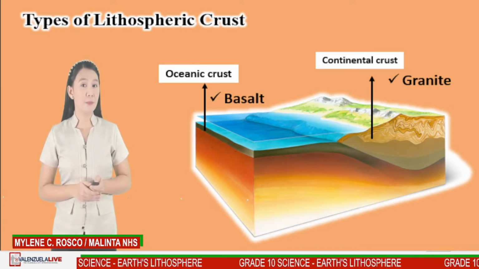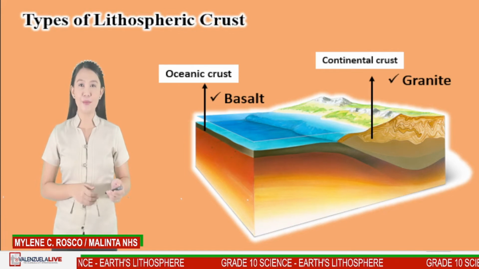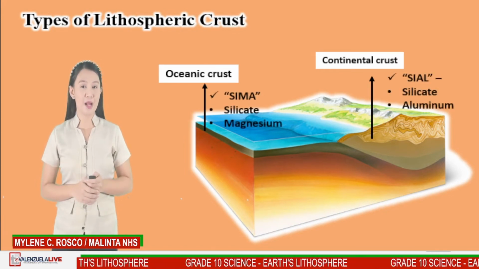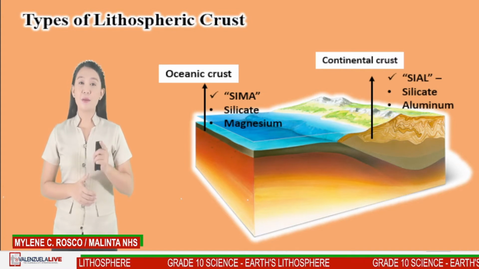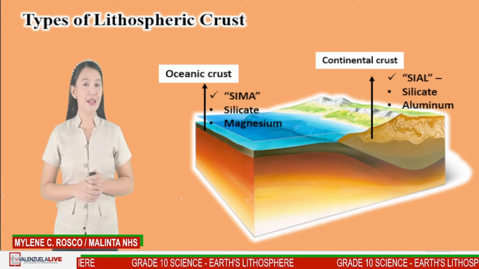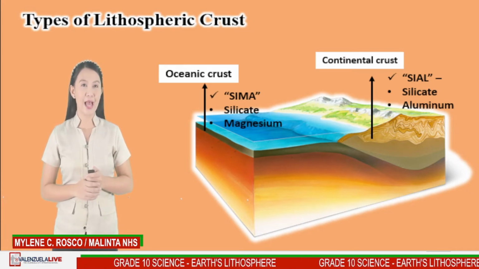Oceanic crust is abundant in silicon and magnesium. Geologists often call this SIMA, while the most abundant minerals in continental crust are silicon and aluminum, and it is often called SIAL.